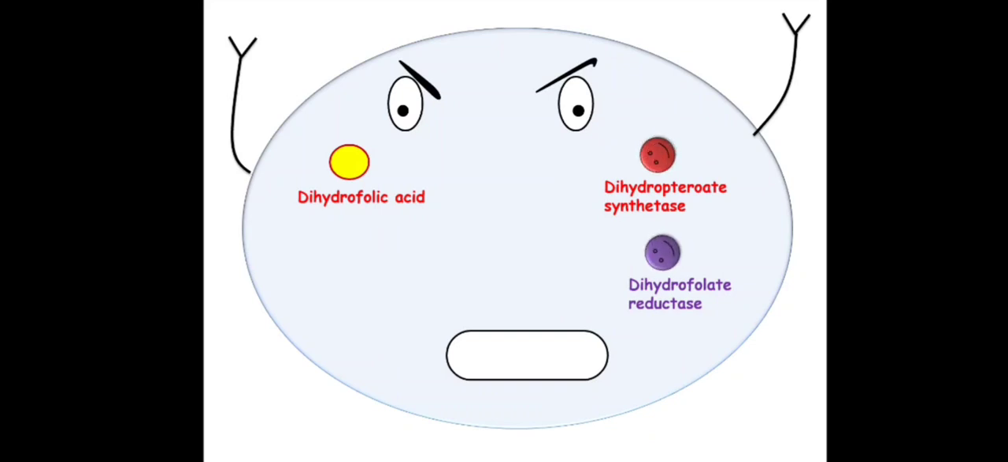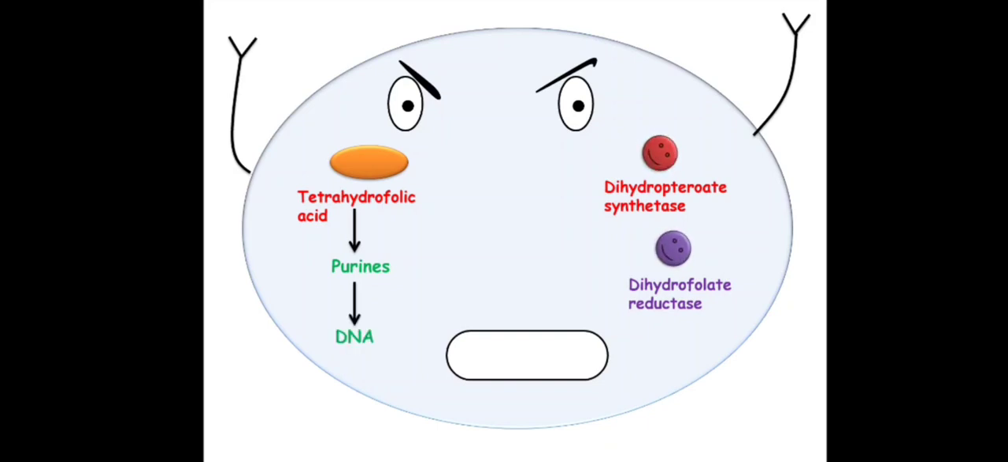Next, this purple enzyme is also there, so it also has some role. What this purple enzyme will do is act on this dihydrofolic acid. This purple enzyme, that is our dihydrofolate reductase, will convert dihydrofolic acid into tetrahydrofolic acid. And now this tetrahydrofolic acid is utilized in the synthesis of purines and DNA. That means this folic acid is required for the normal growth of the bacteria. So this is the normal thing that happens in the body of the bacteria.